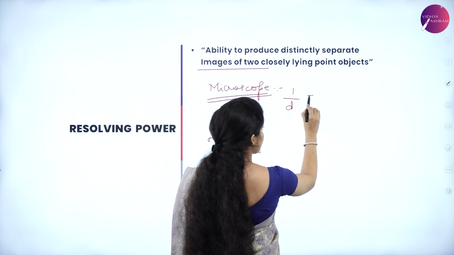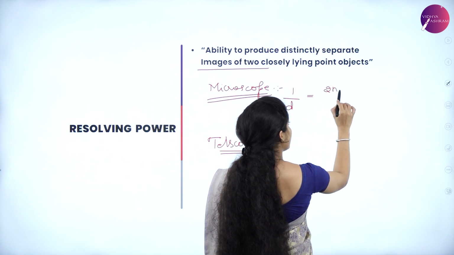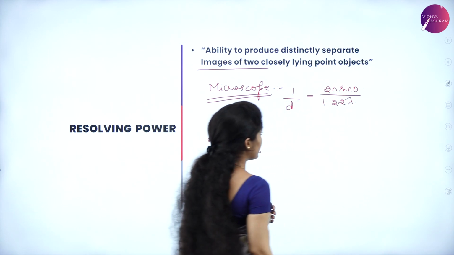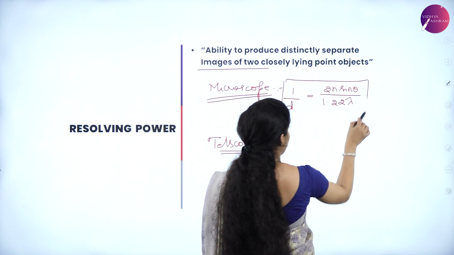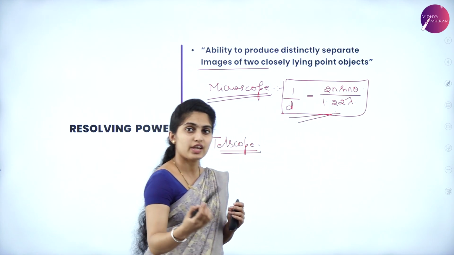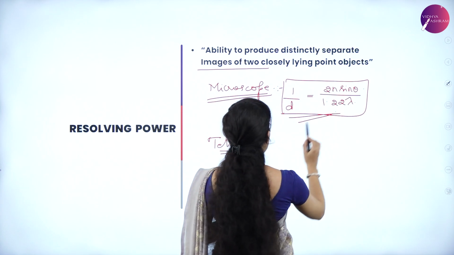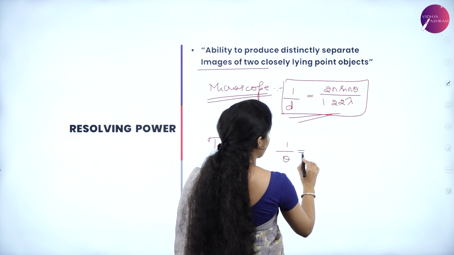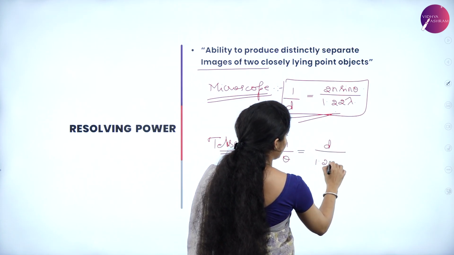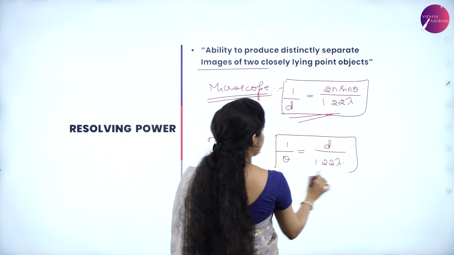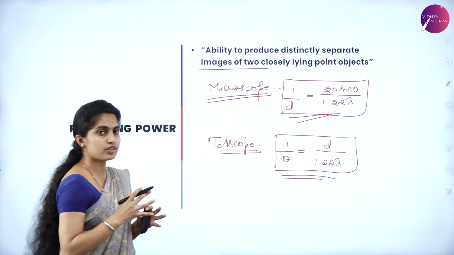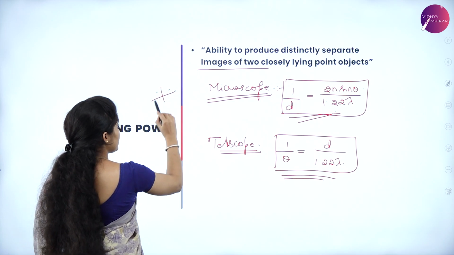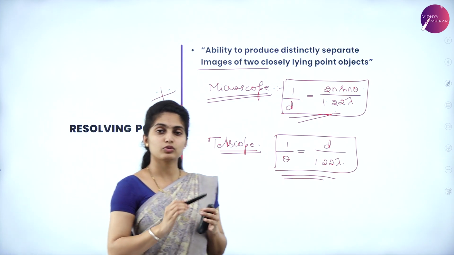equal to 2n sine theta divided by 1.22 lambda. So this is the resolving power of the microscope, which you have to remember. N can change 0, 1, 2, 3 and extend till infinity. Telescopes have a resolving power of 1 by theta equal to d divided by 1.22 lambda. So this is the resolving power of the telescope. These two equations are very necessary for you to remember. These are two important questions out of resolving power; they ask about the microscope or telescope.